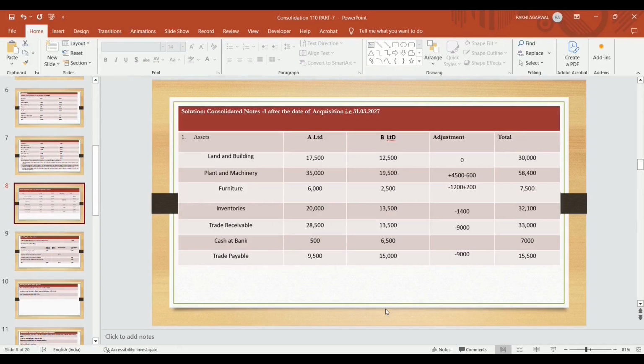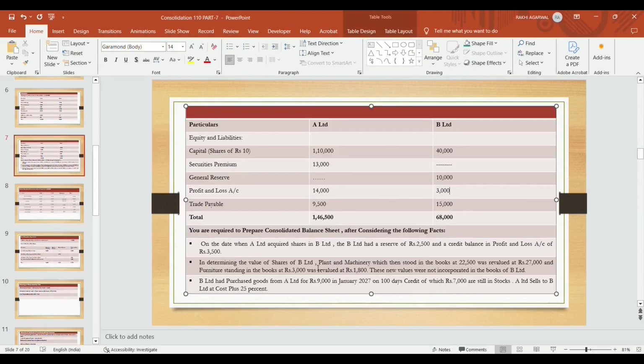Now we will make the adjustments. What adjustments are required in determining the value of shares of B Limited? At the time of acquisition, the plant and machinery in the books of B Limited was 22,500, which was revalued at 27,000. So there is a fair valuation increase of plant and machineries by 4,500. And furniture standing in the books of B Limited was revalued at 1,800, so there is a decrease in the fair value of furniture by 1,200. These new values are not incorporated in the books right now.